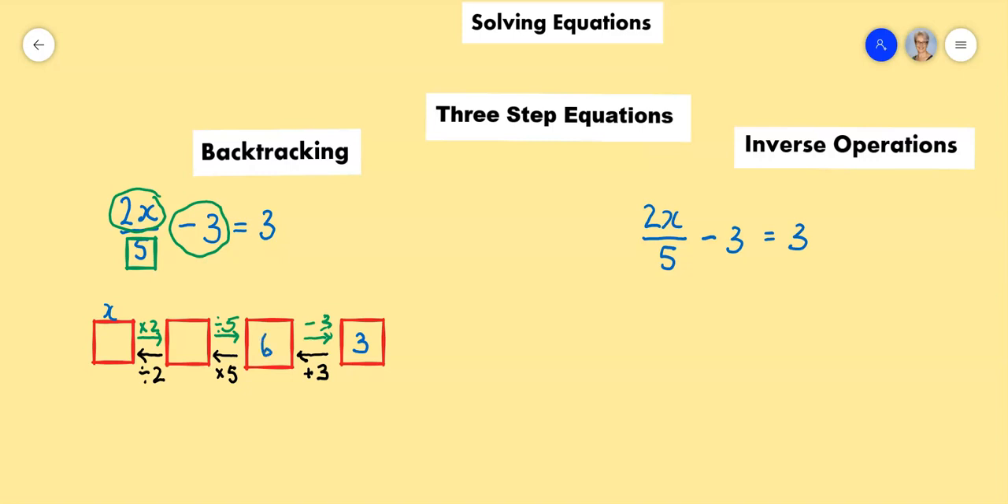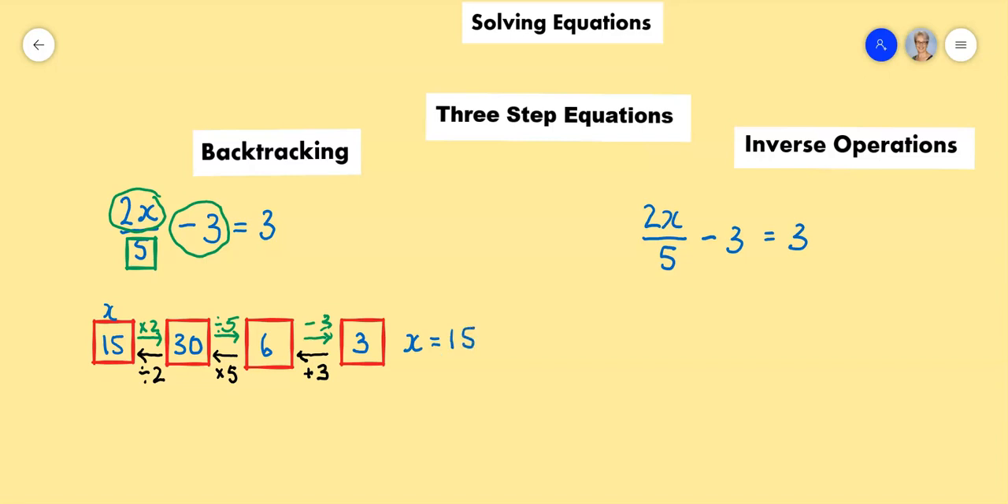3 plus 3 gives us 6. 6 times 5 gives us 30. 30 divided by 2 gives us 15. So our solution is x is equal to 15.